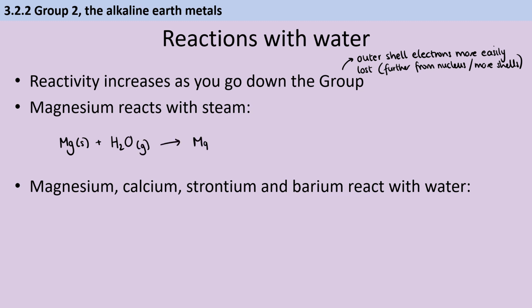So for steam we're going to have our solid magnesium with our gaseous water, because it's steam, reacting to make magnesium oxide and hydrogen, and you're going to observe a bright white light, just as you do if you make magnesium oxide by putting magnesium in a Bunsen burner.